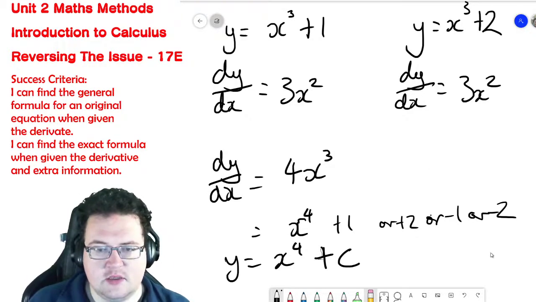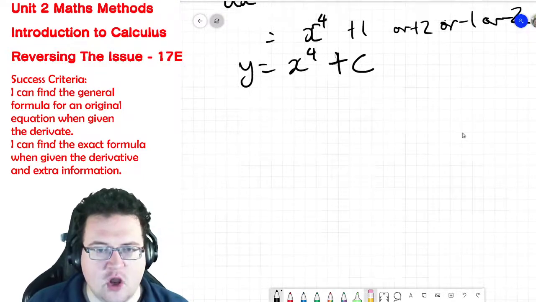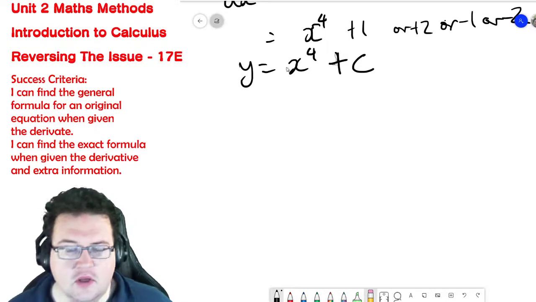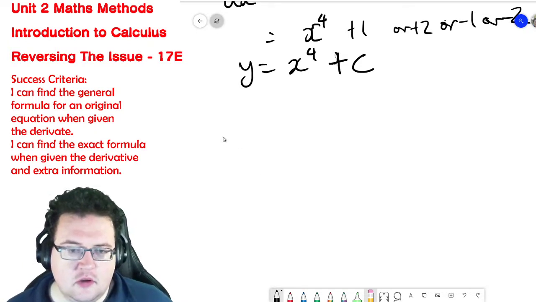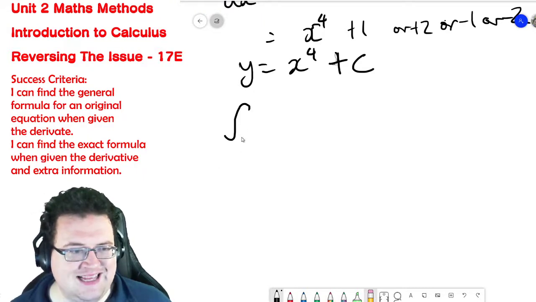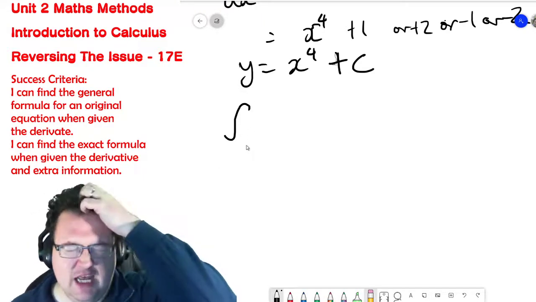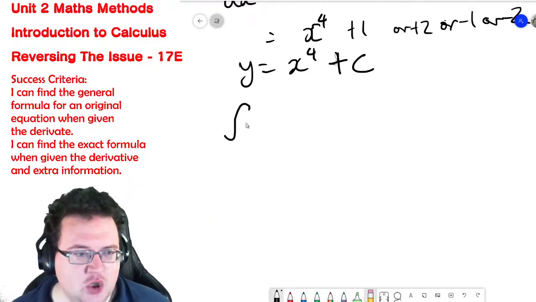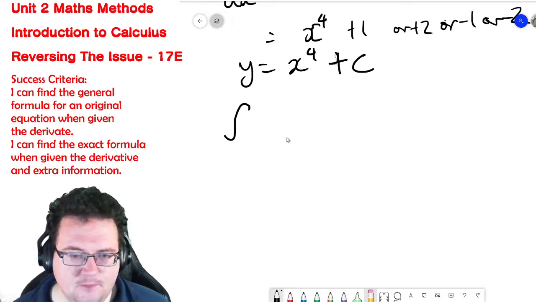All right, so we can generalize the rule for how this works. So there's a little symbol here. This symbol is used in integration, but in our case, it just means you're taking the antidifferential of a function.